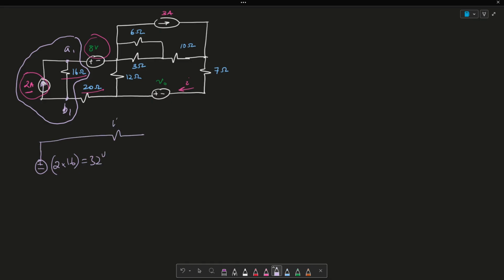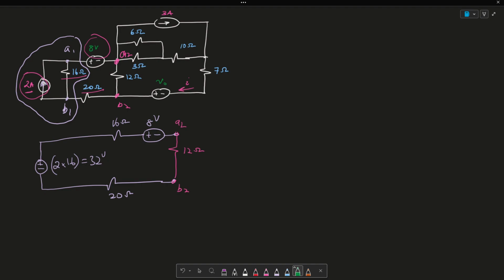Then I'm going to have a 16 ohm resistor here. And then I'm going to have a plus minus 8 volts here. And then I'm also going to have a 20 ohm resistor here. And then this becomes this terminal and this terminal. Let me call this A2, and here B2. So again, this is A2 and this is B2, and in between it is this 12 ohm resistor.